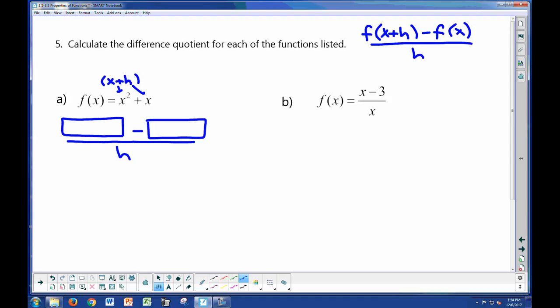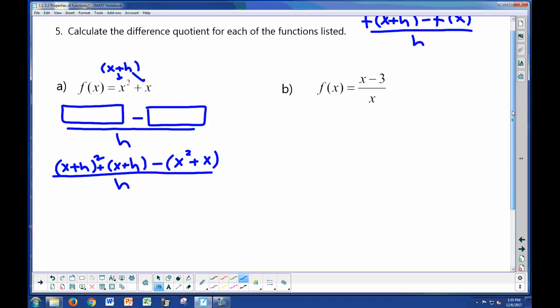So in the first case, when we put the x plus h into our function, we end up with x plus h, quantity squared, plus x plus h. And that's in the first box. And in the second box is just f of x. So I'm going to put a parenthesis around that to preserve the x squared plus x. And that's all over h. One of the ideas here is that when we do the difference quotient, our denominator should cancel. So we're going to see if that happens here.